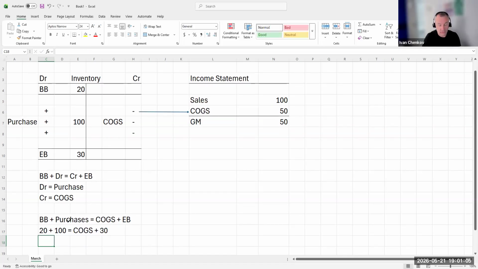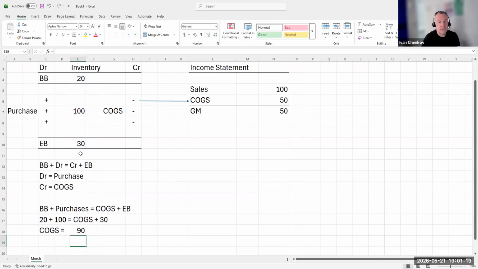So I can easily find that my cost of goods sold will be equal here to 20 plus 100 minus 30. My cost of goods sold are 90. So cost of goods sold are 90, and if we keep the same ratio, let's go with 180, making exactly the same cost of goods sold. So that's how we calculate cost of goods sold.